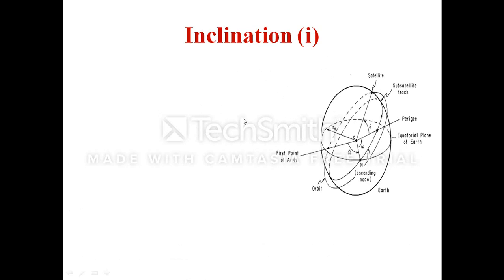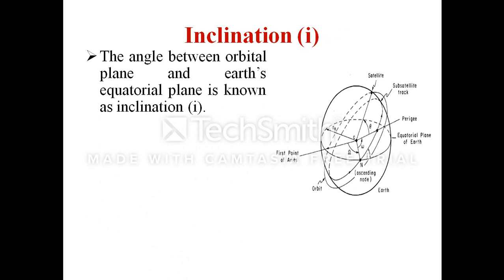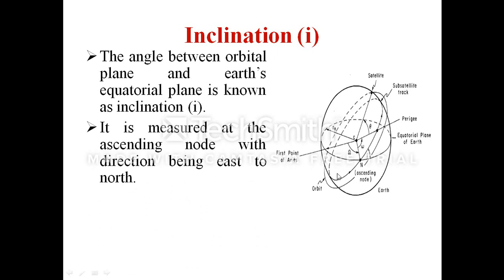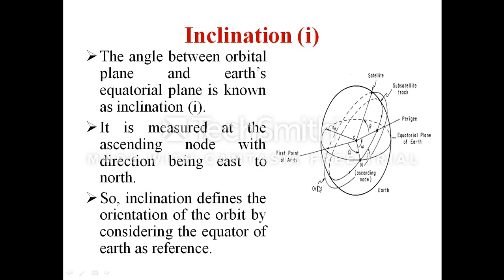Next parameter is inclination, or tilt, denoted by letter I. The angle between the orbital plane and Earth's equatorial plane is known as the inclination. This is the I, which is the angle between the orbital plane and equatorial plane. It is measured at the ascending node with direction being east to the north. So inclination defines the orientation of the orbit by considering the equator of Earth as a reference.